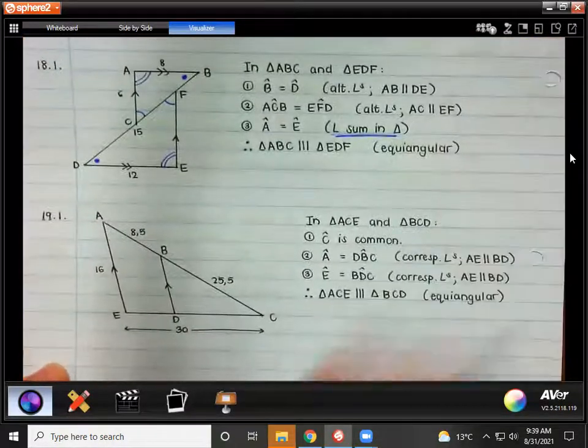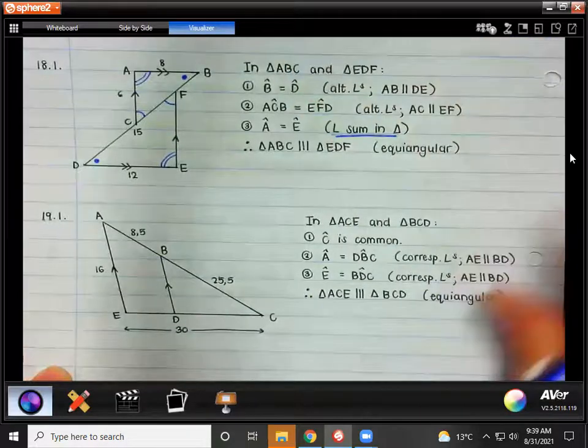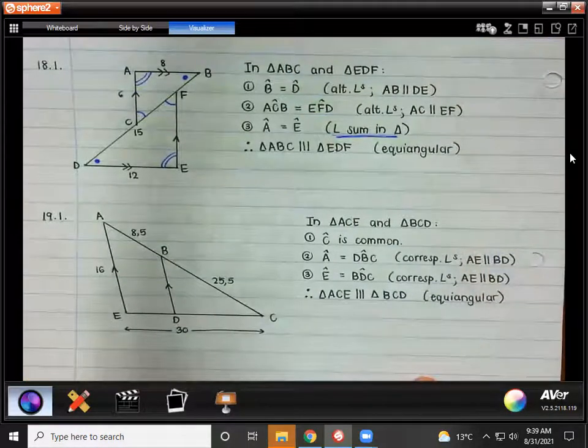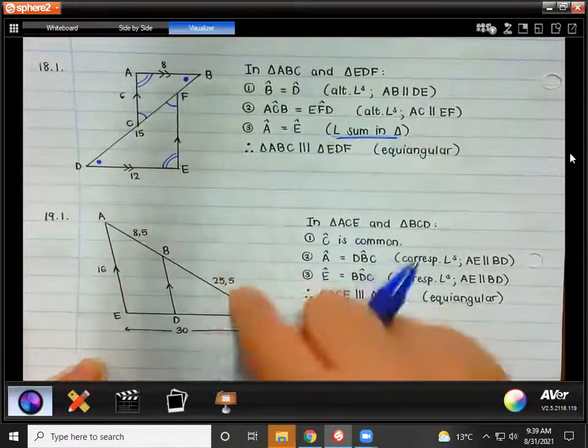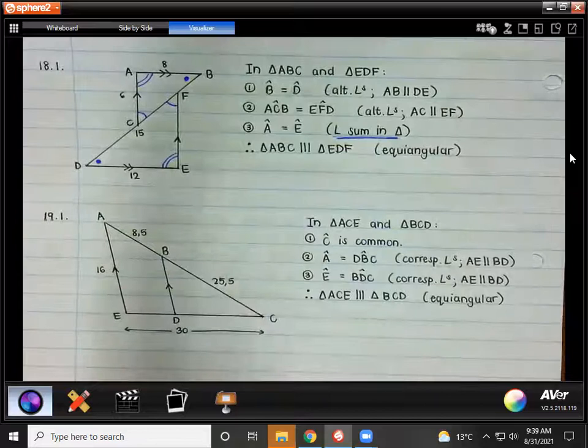All right, then number 19 was very similar to the first one. The picture was just drawn in a different orientation. All right, but again, guys, we see that we have parallel lines. So as soon as you see parallel lines, you need to ask yourself, is there a Z shape there? Do we see a Z shape with those parallel lines? A Z?